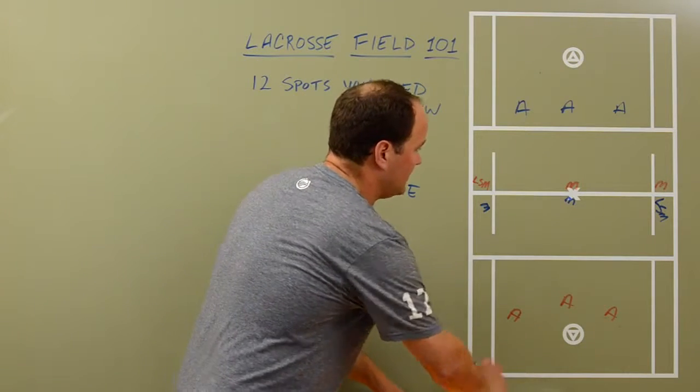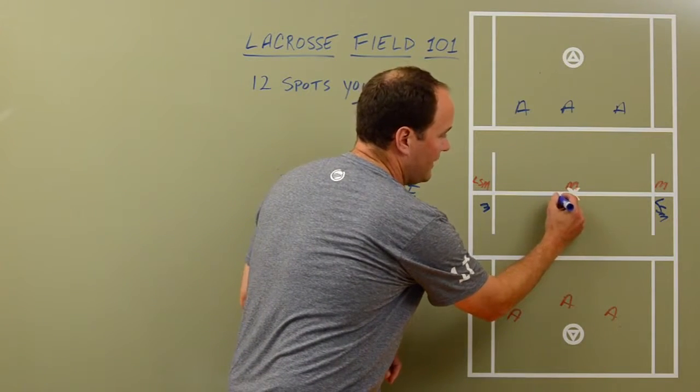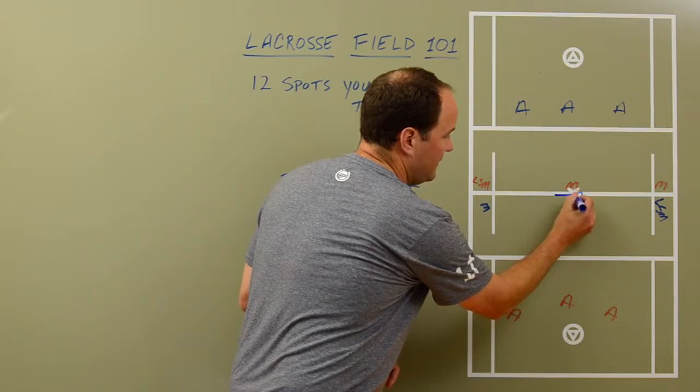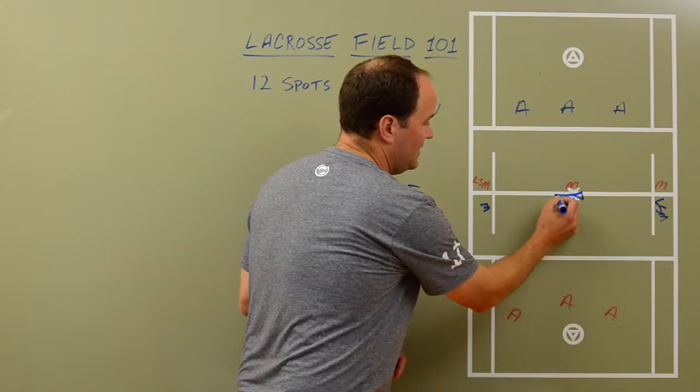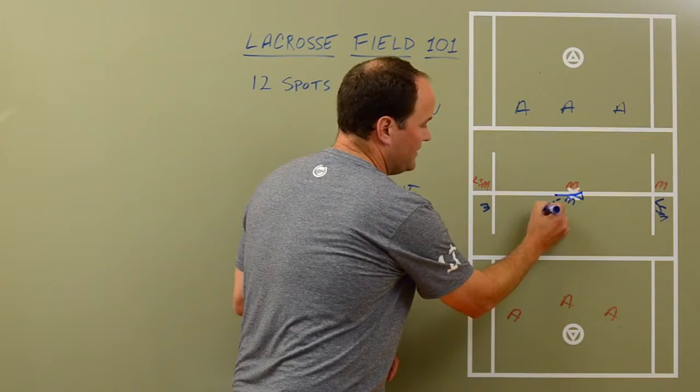So one thing just to think about, if the face-off is occurring and this midfielder's stick is faced like that, so he's on the ground with his stick in this direction, typically he's going to pull the ball this way.